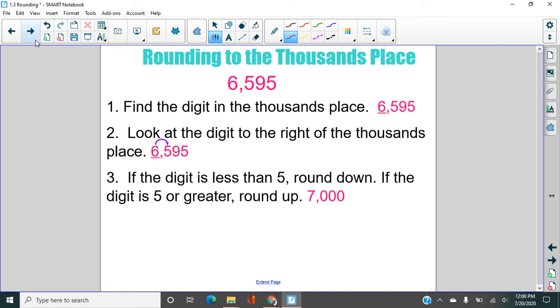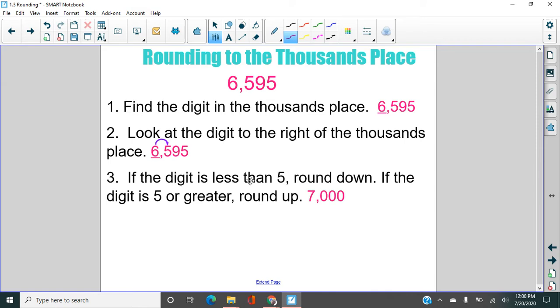So we might need to round a number to the thousands place. Really, you can round any number to any place value that you want to. But let's do some examples with the thousands place. So here's our number, 6,595. So what do we do first? Number one, find the digit in the thousands place. Look here: ones, tens, hundreds, thousands. So we underlined the digit in the place that is named. Underline the 6. Look at the digit to the right of the thousands place. Right here, so we drew an arrow to the digit on the right.